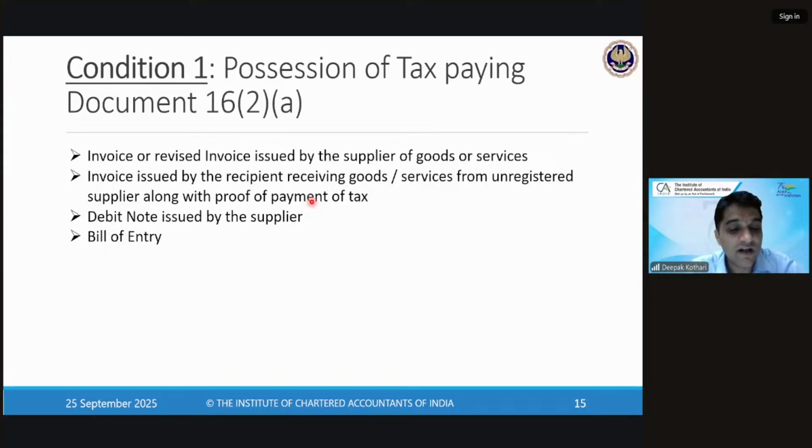In the bill of entry, customs duty is being charged. Along with customs duty, IGST is charged. Since IGST is charged there, that becomes a document for us to claim the credit. Okay.